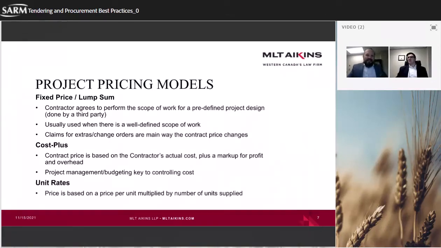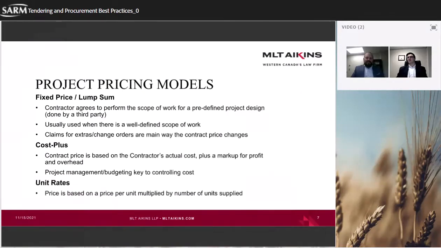Sure, definitely. Thank you. So for project pricing models, these are things that I think most people in attendance today are going to be somewhat familiar with, whether it's through a public procurement engagement for services within the RRM, or simply a renovation within their home. These are our three most common methods of what we call project pricing models, or compensation strategies, within construction services agreements. The first is your fixed price lump sum.